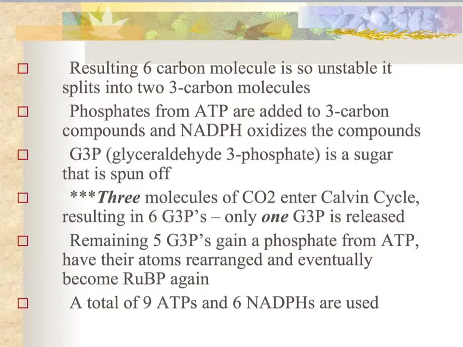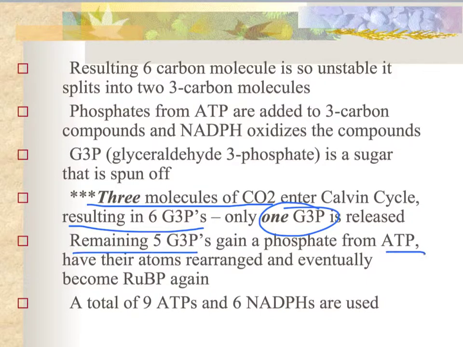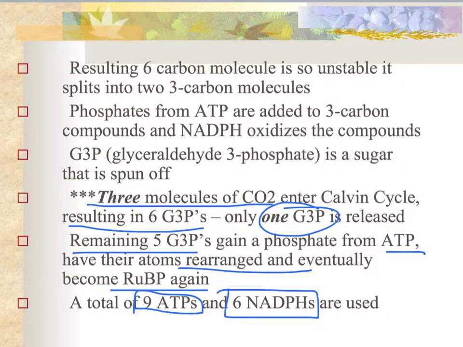G3P is that 3-carbon sugar that's coming off down the bottom of that last slide. So you have 3 molecules of CO2 entering the Calvin cycle, resulting in 6 G3Ps, but only one of them is released. And like I said, those remaining 5 will gain a phosphate from ATP and rearrange their atoms and eventually become the RUBP again. So a total for the Calvin cycle of 9 ATPs is used and 6 NADPHs are used.